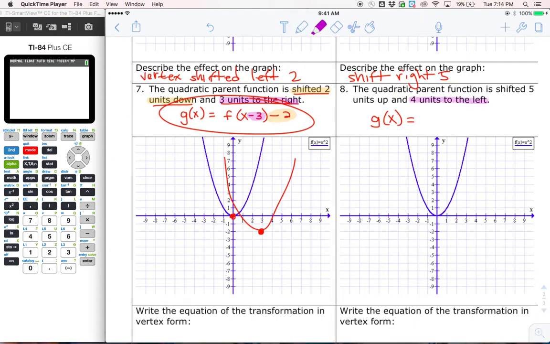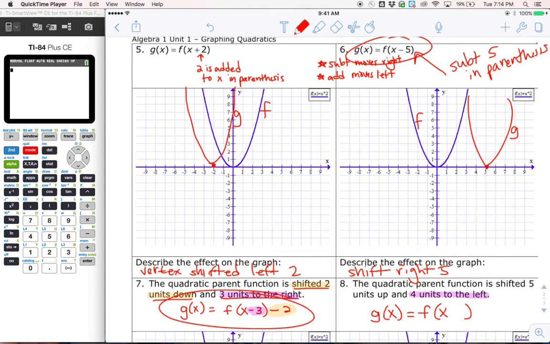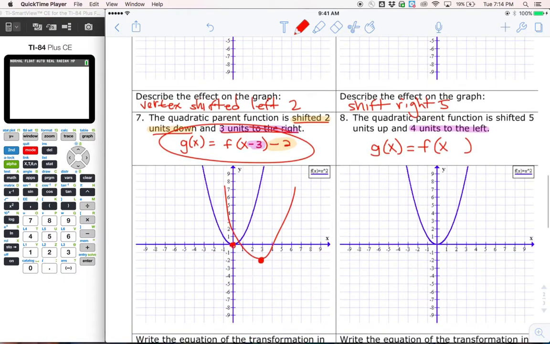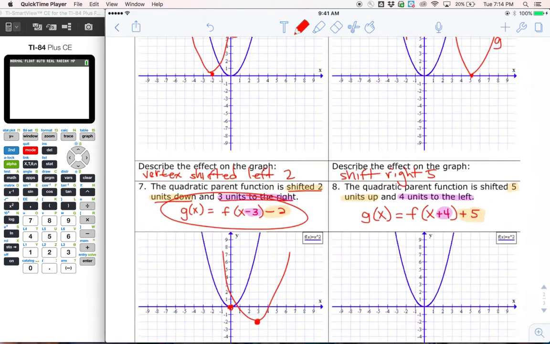So we're going to do 5 units up and 4 units to the left. Okay, well 4 units to the left, remember left or right has to go in here with x. Which one moved us to the left? This one, right? This one moved us to the left, which means I need to add. So I'm going to do +4. And that will move me hopefully there to the left. The other one shifted 5 units up. Well, up or down changes go on the end. So we're going to do plus, because it wants us to go up, +5.